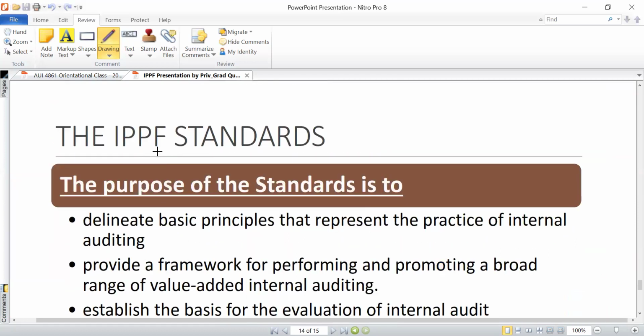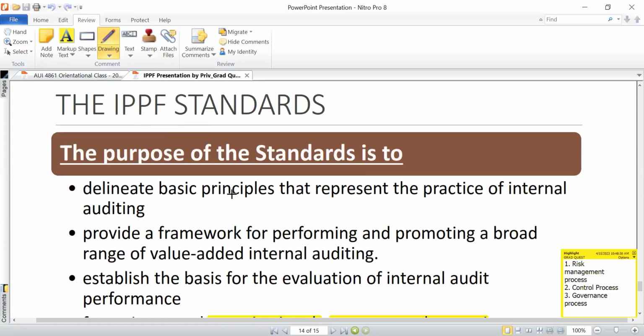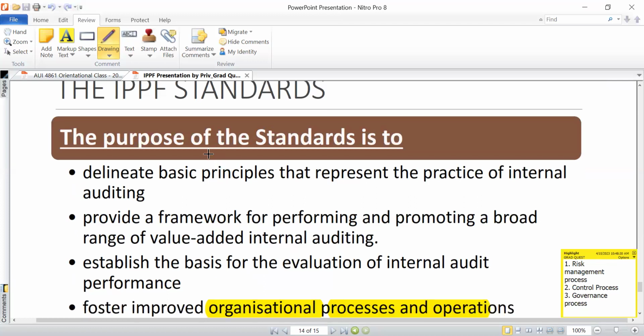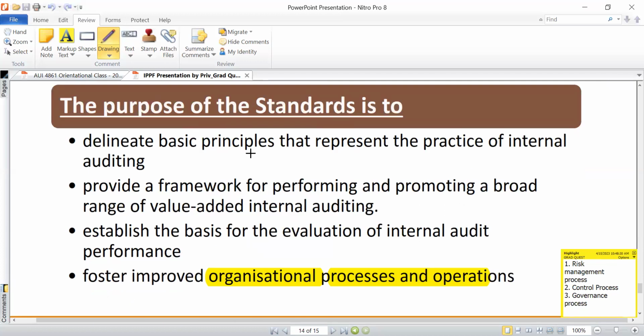Now, we're going to also look at the IPPF standards, but for today I will not explain them in detail. The only thing I'll do is give you the outline of the IPPF standards. But what is the purpose of the standards? They delineate the basic principles that represent the practice of internal auditing. They provide the framework for performing as well as promoting a broad range of value-added internal auditing. So it gives us that framework to know how to perform certain internal audit engagements. And it also establishes the basis for evaluation of internal audit performance.